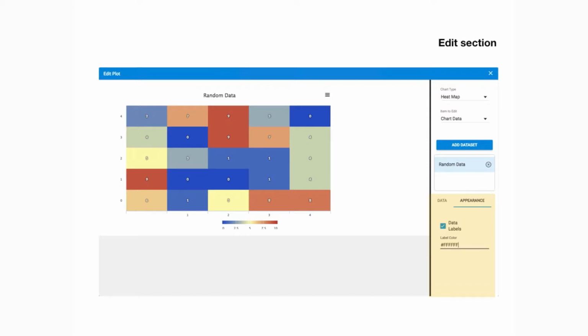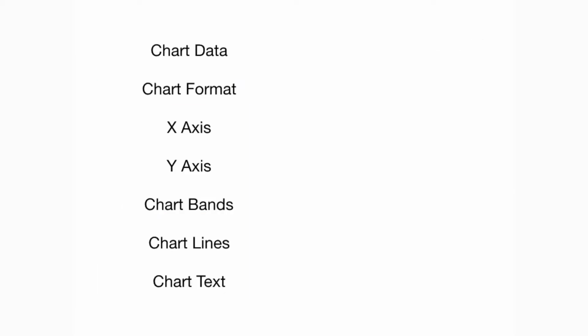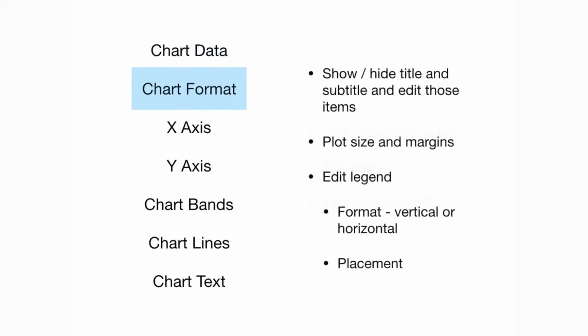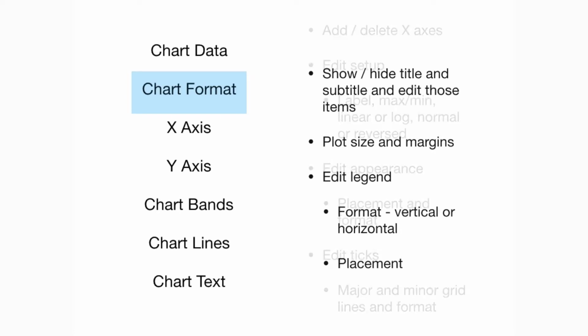So what options can we edit? Well, you saw how we chose to edit previously the chart data. And that's going to let us add and delete data sets, edit what data is in there, and turn the labels on and off for heat maps. The format is also pretty simple. You're just going to be able to show and hide the titles, set the size and margins, and play a little bit with the legend.